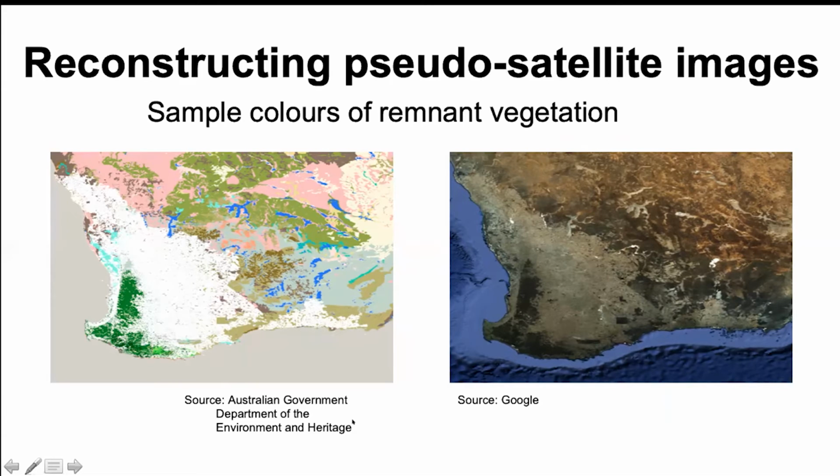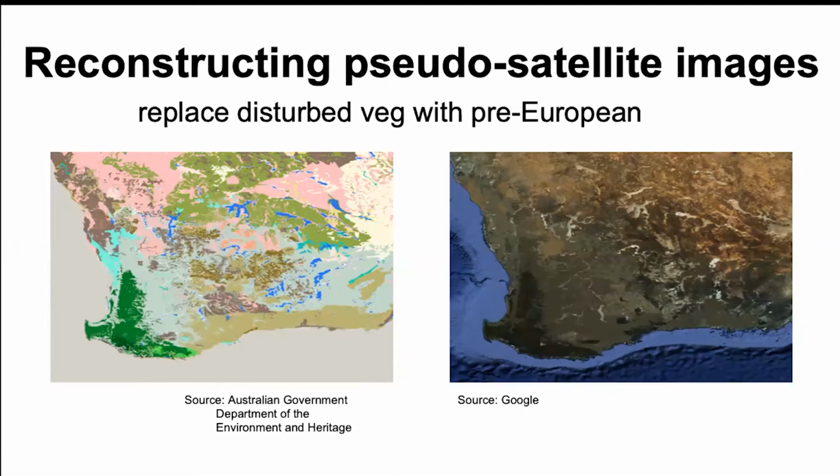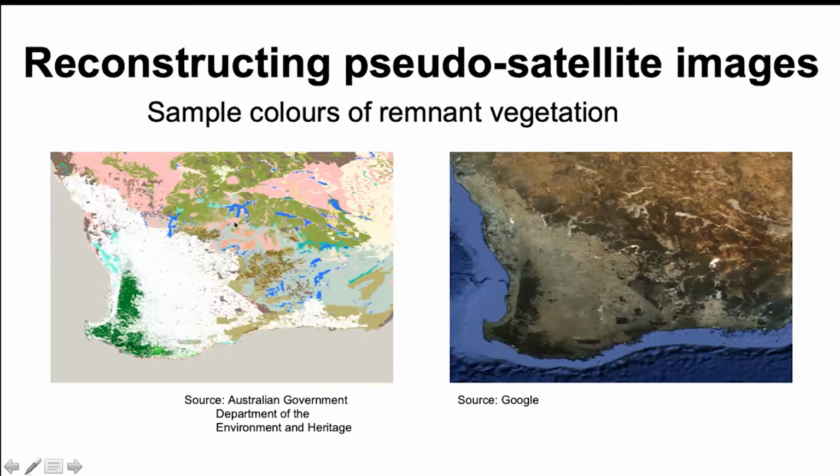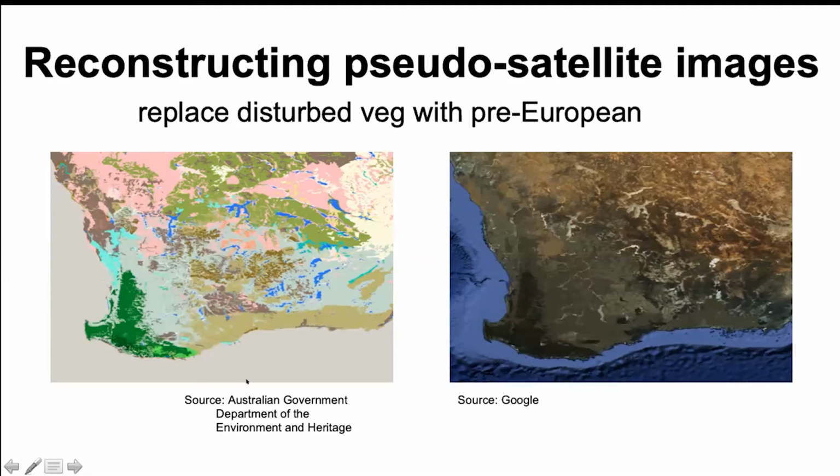They have one representing the extant vegetation today, and they also have one that they have put together representing the pre-European vegetation types. What I did was to take all the remnant vegetation types from this one, work out what colors they are in the satellite image, and then use those colors to fill in. So hopefully this is fairly close to a pre-European satellite image.